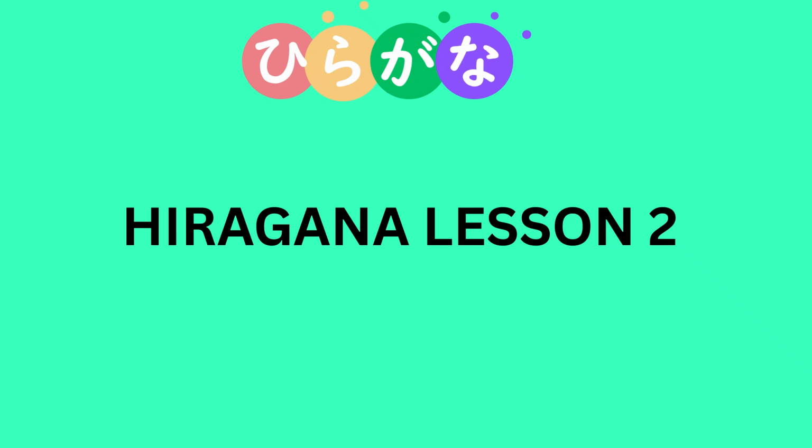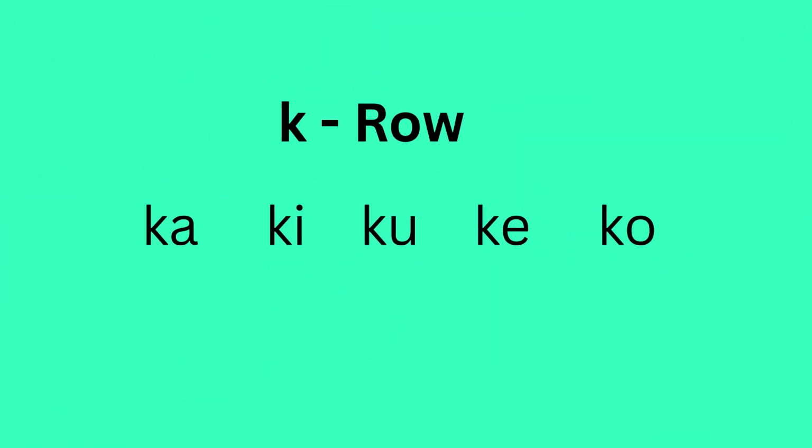Welcome back to Hiragana lesson 2. In the previous lesson we learnt A, I, U, E, O, which is the first vowel row. Today we will learn the K row in Hiragana. This row includes 5 sounds: Ka, Ki, Ku, Ke, Ko.